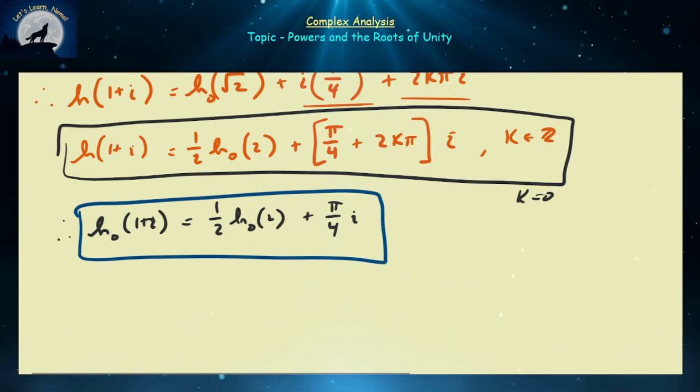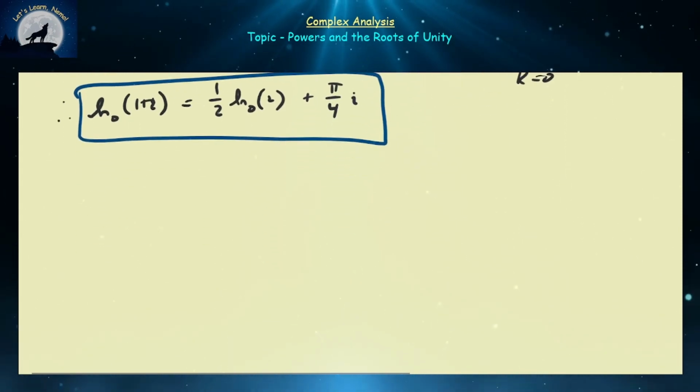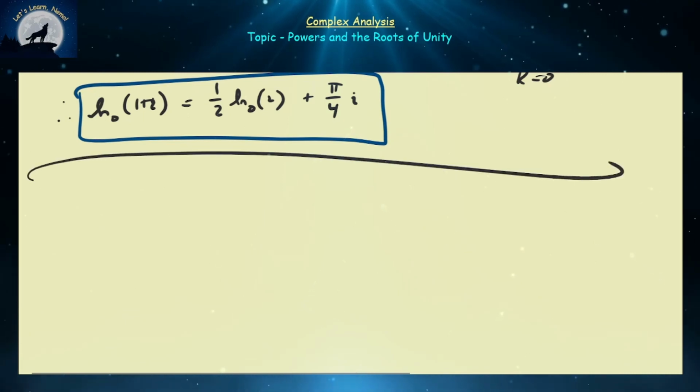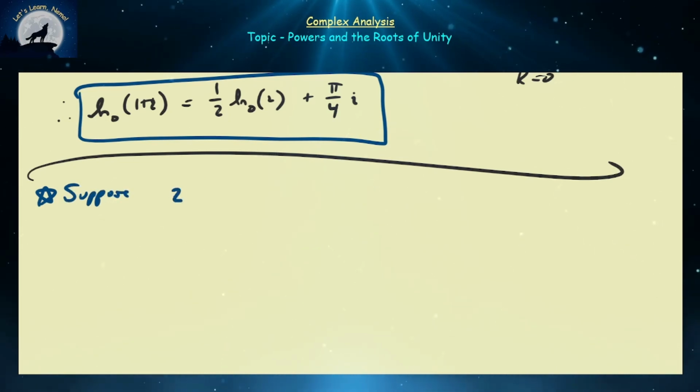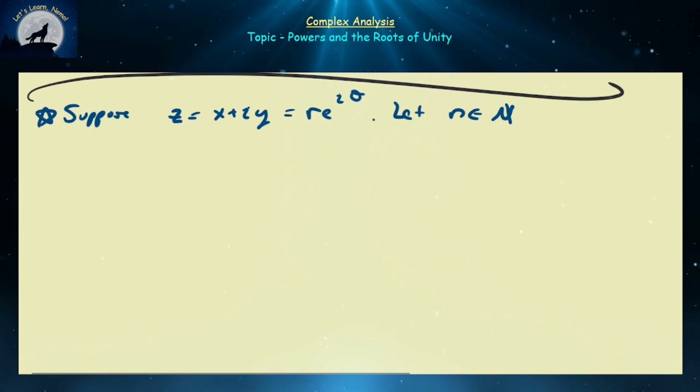Right? So now that we know some basic calculations in the world of complex numbers, in particular exponentiation and logarithms, now let's see if we can define some other objects. So let's build our machinery. Let's assume that z is equal to x plus iy, or equivalently re to the i theta. And let's start by defining n to be equal to a natural number. You can include 0 if you want, but it's usually viewed as a special case.